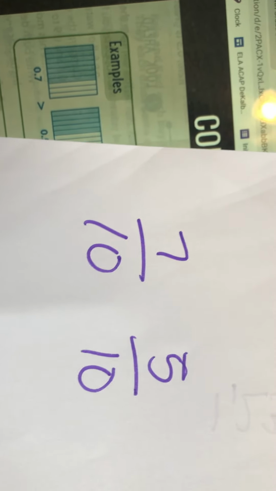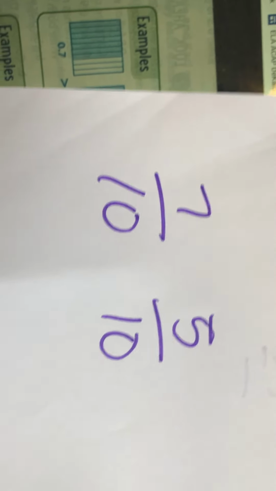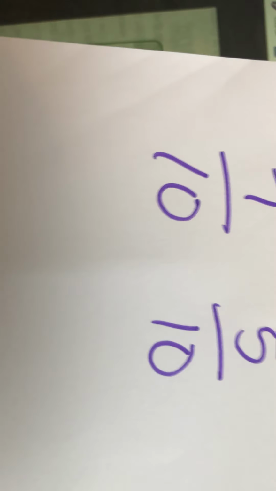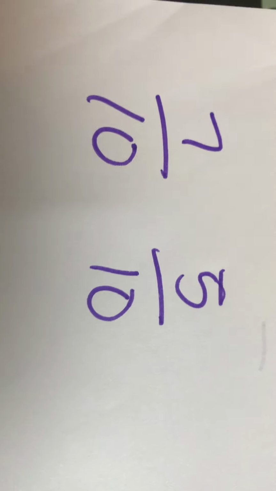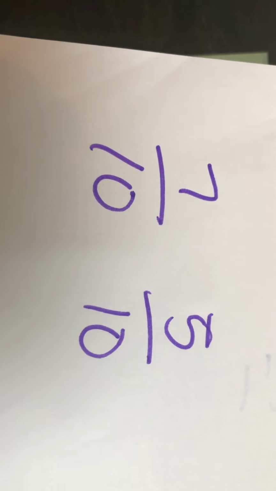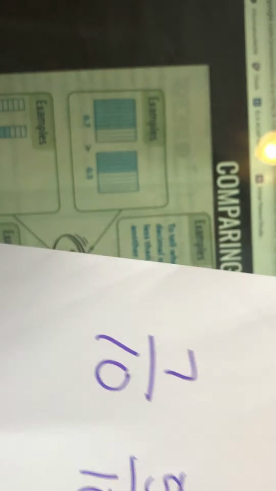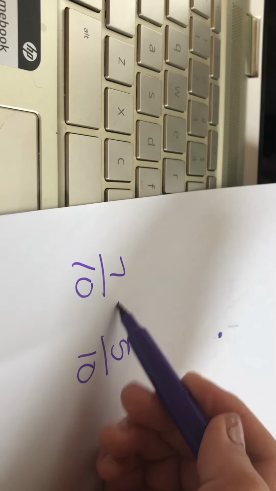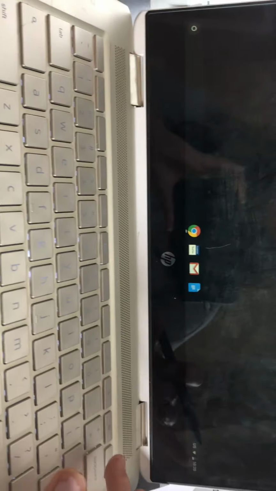So what they're asking you is which one's bigger? Well, let's just say we had 10 cookies. Would you rather have 7 out of those 10 or would you rather have 5 out of those 10? Well, I'd rather have 7. That's more. So my alligator is going to reach the 7. Okay, same thing with decimals. 7 tenths is more than 5 tenths.